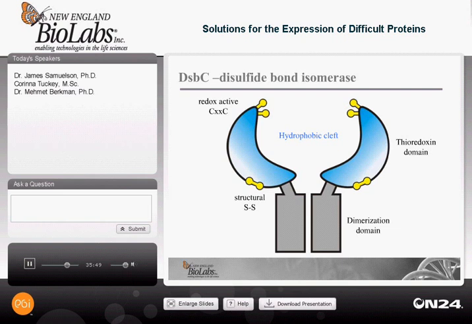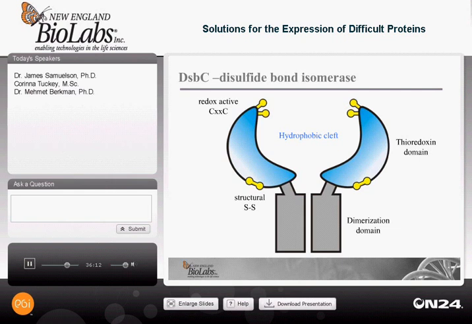The business end of the activity, the isomerase activity, is catalyzed by the redox active cysteines, which face this cleft. We believe this hydrophobic cleft is essential for DsbC to distinguish between misfolded and correctly folded proteins, as misfolded proteins tend to have their hydrophobic core residues exposed.